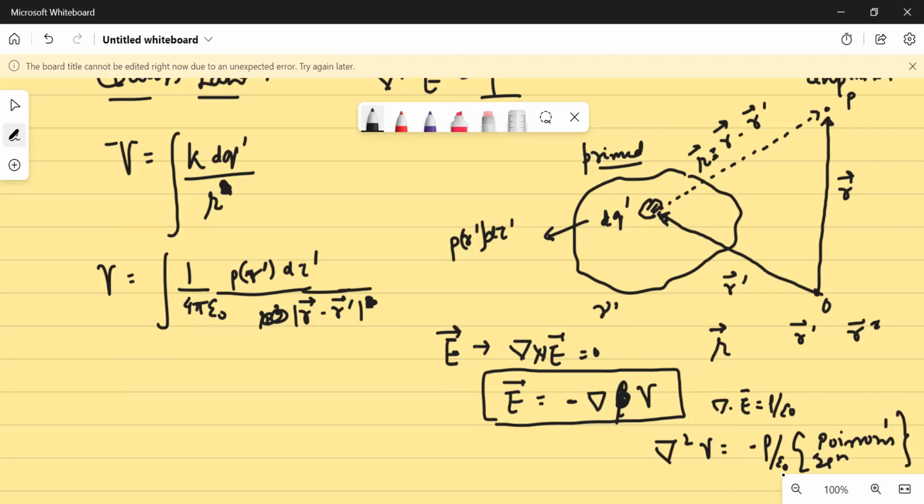Okay, so we know that this is a Poisson equation, and I'm writing it all over here. So this is a Poisson equation: del square V is equal to minus rho upon epsilon naught. Is that clear? And this particular differential equation is a second order linear differential equation, isn't it?